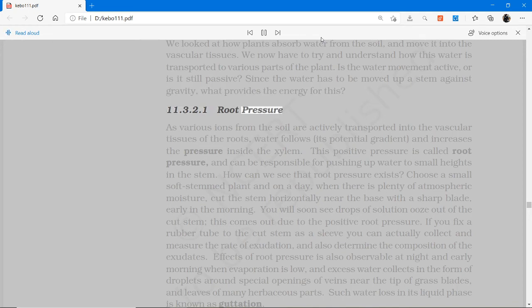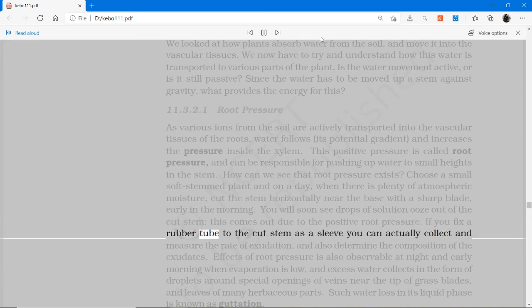1.3.2.1 Root pressure. As various ions from the soil are actively transported into the vascular tissues of the roots, water follows its potential gradient and increases the pressure inside the xylem. This positive pressure is called root pressure, and can be responsible for pushing up water to small heights in the stem. How can we see that root pressure exists? Choose a small soft-stemmed plant, and on a day when there is plenty of atmospheric moisture, cut the stem horizontally near the base with a sharp blade, early in the morning. You will soon see drops of solution ooze out of the cut stem. This comes out due to the positive root pressure.